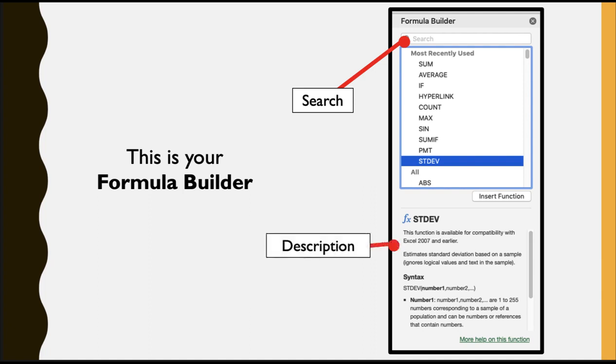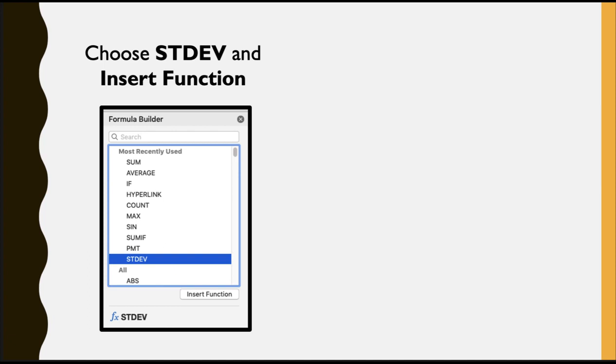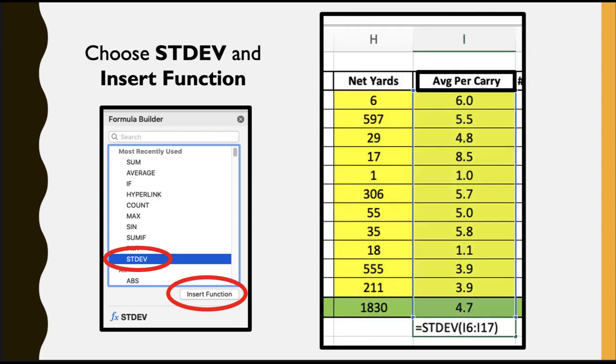Notice that you get a description here on the bottom. It explains what the formula does. This could be helpful. There's even a more help button. You can do very advanced math calculations using your formula builder. You can do very advanced statistical analysis. You can do calculus. Really anything you can imagine you probably can do in Excel. So go ahead and choose STDEV and then click on Insert Function. That formula is going to pop in for you.